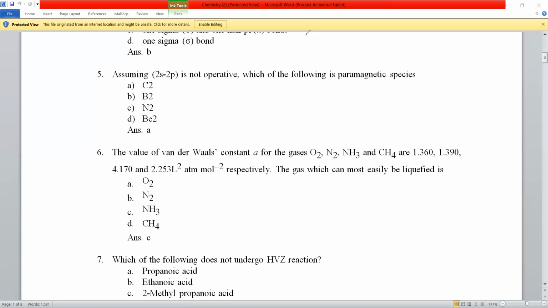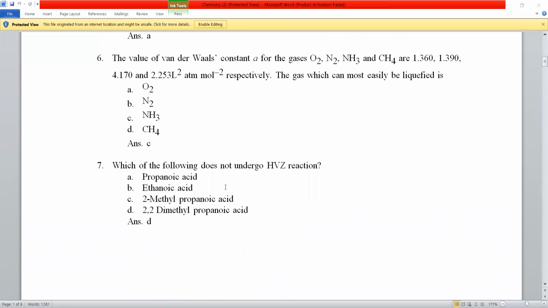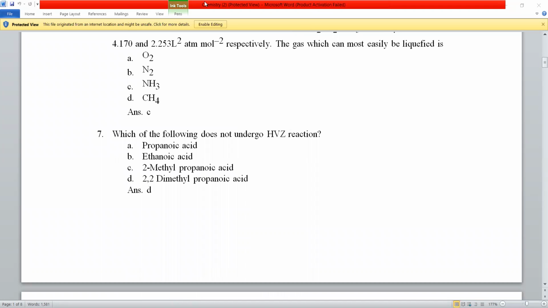Next, question number 7, students. Which of the following does not undergo the HVZ reaction? The HVZ reaction is possible when a carboxylic acid contains alpha hydrogens. Let's check. Option 1 is propanoic acid, which has 2 alpha hydrogens on the alpha carbon. Option 2 is ethanoic acid, CH3COOH, where the alpha carbon has 3 alpha hydrogens.